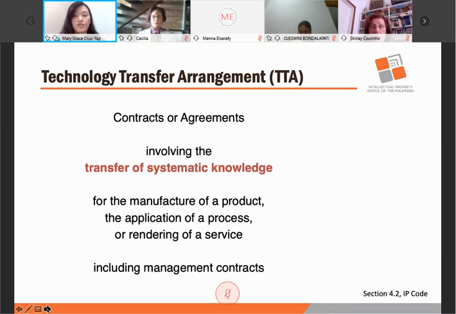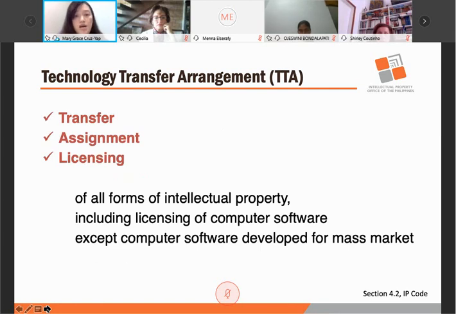Okay. So a tech transfer arrangement is defined under our IP code as contracts or agreements involving transfer of systematic knowledge for the manufacture of a product, application of a process, or rendering of a service, including management contracts. So the keywords are transfer of systematic knowledge. Where there's transfer of systematic knowledge, a TTA would definitely be involved. TTAs could capture different kinds of transfers. I will not go into that anymore. That has been discussed earlier by Oji.